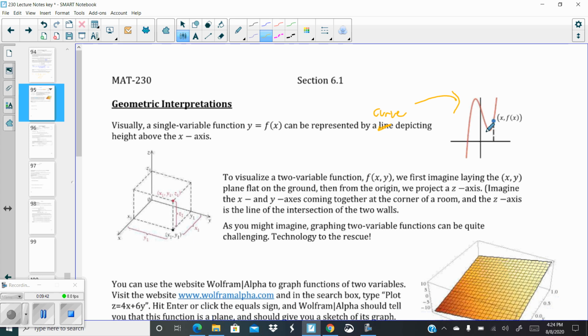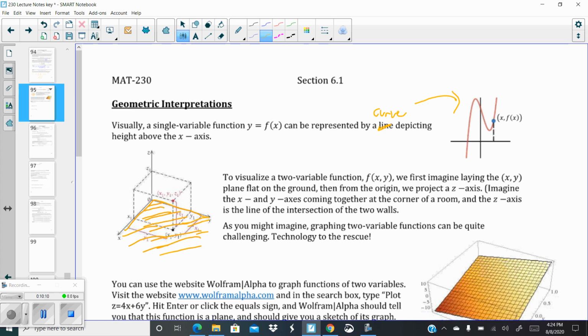When we want to visualize a 2-variable function, f of x, y, we first imagine laying the xy plane flat on the ground. So here's the xy plane. So here's your x-axis. Here's your y-axis. It's almost like you're laying it flat on the ground. And then what you've got is all this space down here, which is the xy plane.